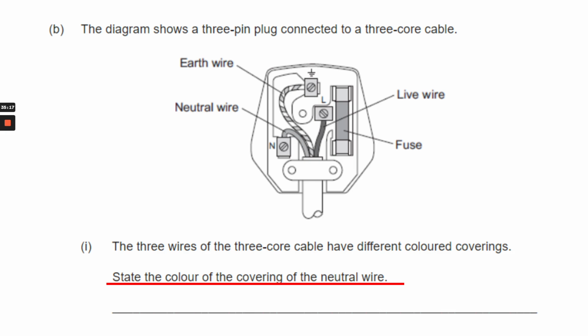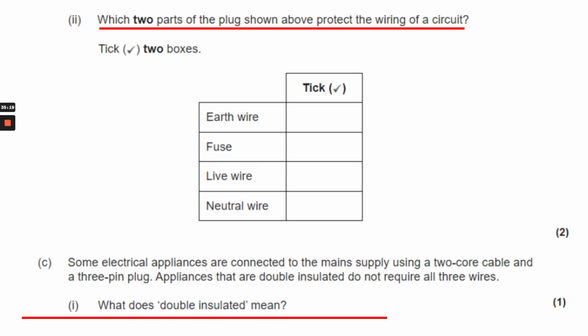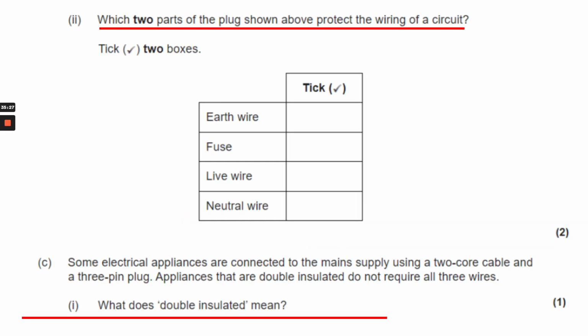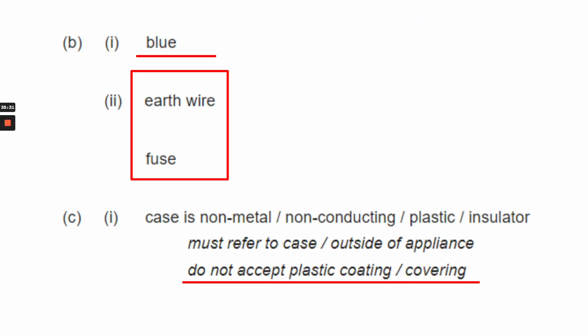Here's another example. State the color of the covering of the neutral wire and state which 2 parts are used for safety. Okay, well, firstly, blue is the color of the neutral wire. The earth wire and the fuse are used for safety, and double insulated means that the case is made of a plastic insulator.